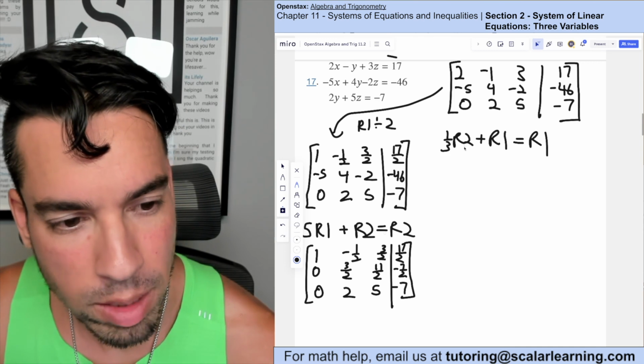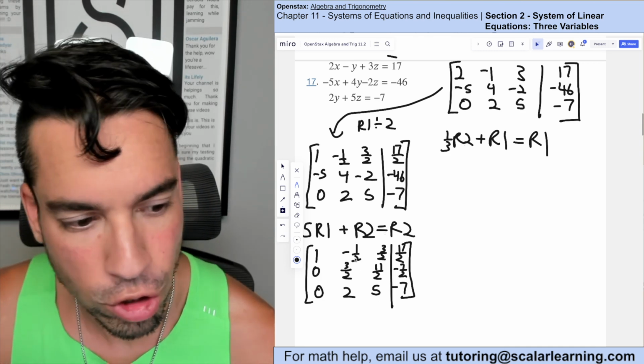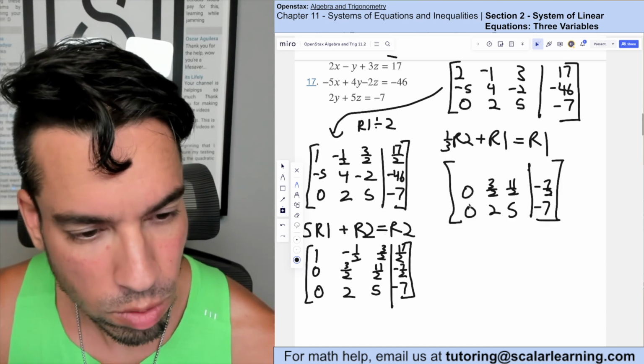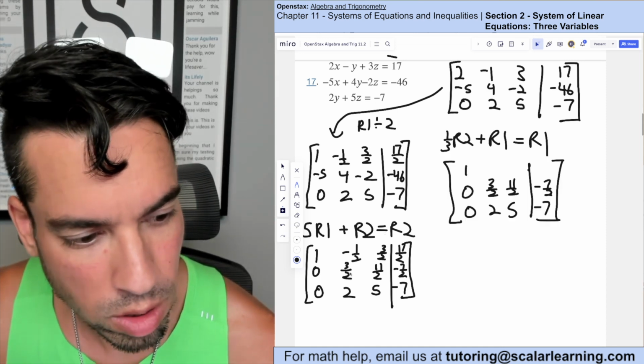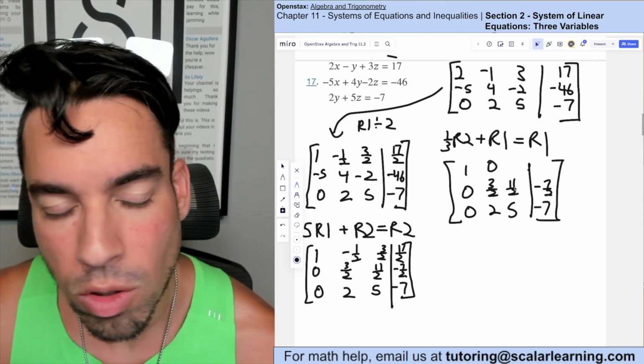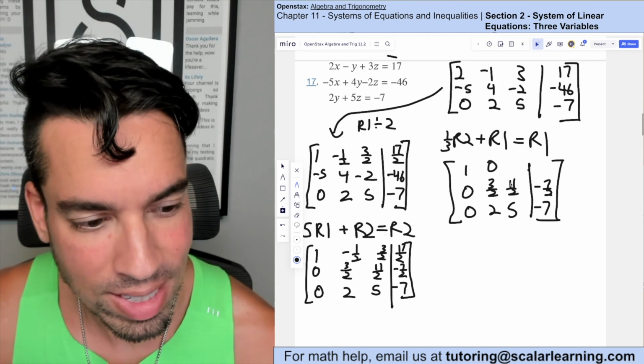And this is just sort of how I keep track of it, right? I'm taking 1/3 of row 2, and then I'm adding that result to row 1 to get a new row 1. So 1/3 times 0 is 0, plus 1 is 1. 1/3 times 3/2 is 1/2, plus negative 1/2 is 0. 1/3 times 11/2 is 11/6.